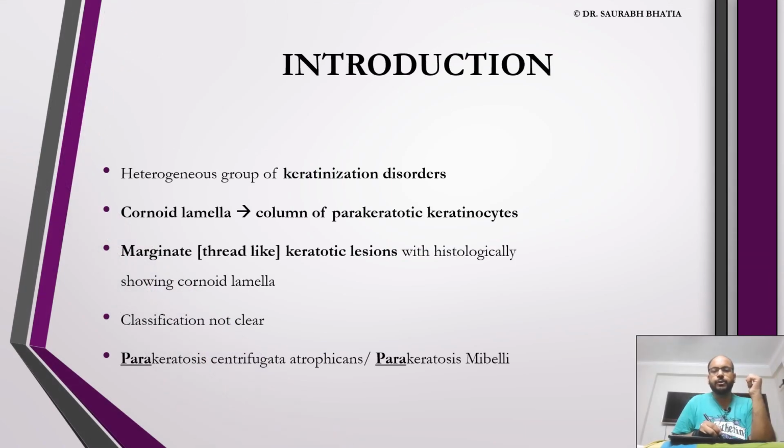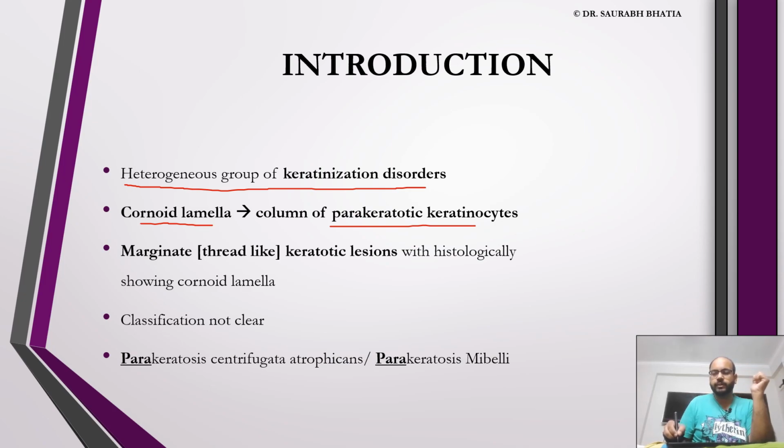So porokeratosis is actually a heterogeneous group of keratinizing disorders. Now, what do we mean by heterogeneous? Like all disorders of cornification, it is a group composed of different types of disorders looking the same clinically. Now, all disorders in porokeratosis are characterized by an entity known as cornoid lamella. And what exactly is cornoid lamella? It's a column of parakeratotic keratinocytes. So if somebody asks you to define cornoid lamella, it's a column of parakeratotic keratinocytes in disorders which collectively form the group porokeratosis.